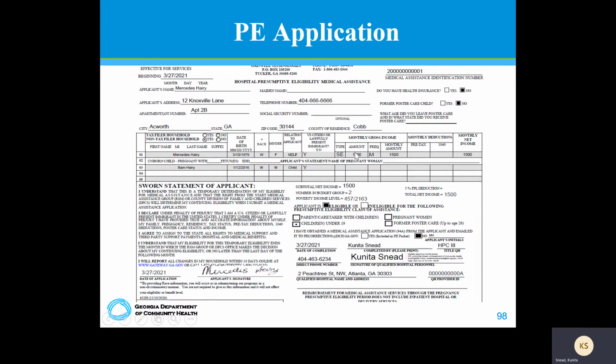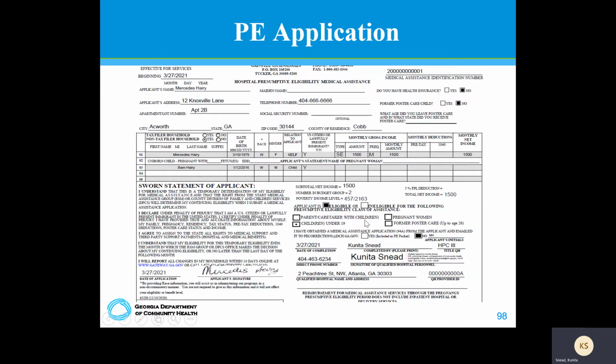So Mercedes is not eligible for presumptive. So you would give her a denial notice. But we still have other aid categories that we can look at the child for. We could look at the child for children under 19 because he's only 5. So we look at the income limit for a budget group of 2 for a 5-year-old, which is $2,163. We compare that to her income, which is $1,500. That means that that child is eligible, but it's eligible for children under 19.